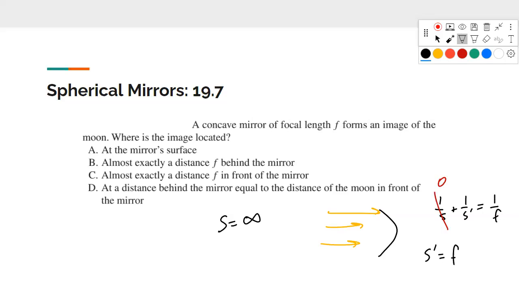Exactly, at the focal length. So that's just the statement that light entering the mirror going parallel will all be focused onto the focal point. Okay, and so this is where the image would form. And in fact, this is how telescopes work. So this isn't just a silly, trivial example.